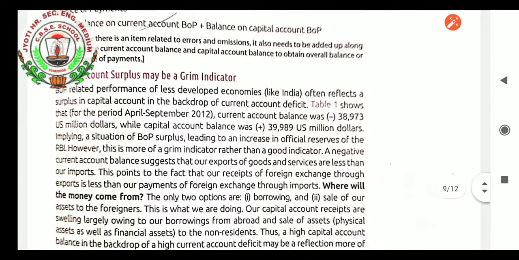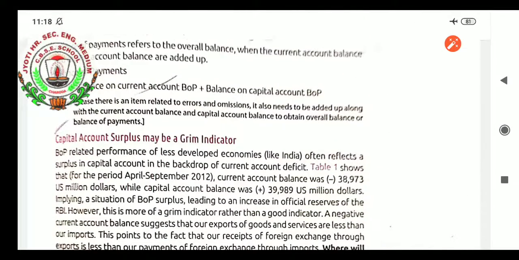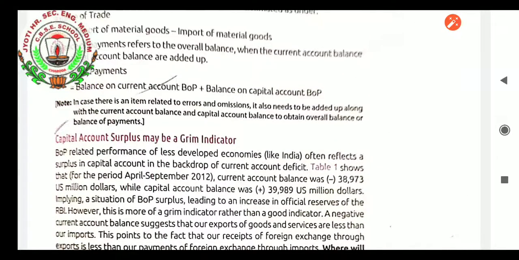What is capital account surplus? It may be a grim indicator. Let us see. Balance of payment performance of less developed countries like India often reflects a surplus in capital account in the backdrop of current account deficits. Table 1 shows that for the period April-September 2012, current account balance was minus $38,973 million, while capital account balance was $39,989 million, implying a situation of balance of payment that is a grim indicator rather than a good indicator.